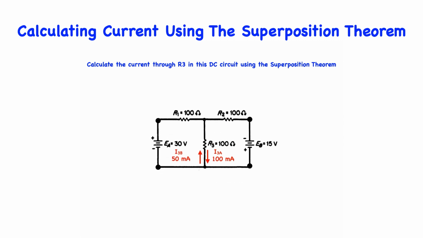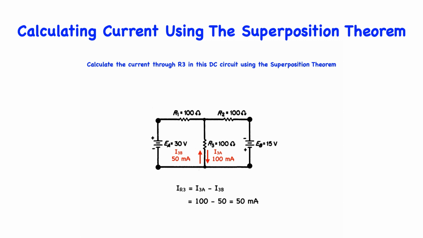The algebraic sum of the component currents, I3A and I3B, is used to obtain the true magnitude and direction of the current through R3. That is, IR3 is equal to I3A minus I3B, which is equal to 100 minus 50, or 50 milliamps, in the direction of I3A.